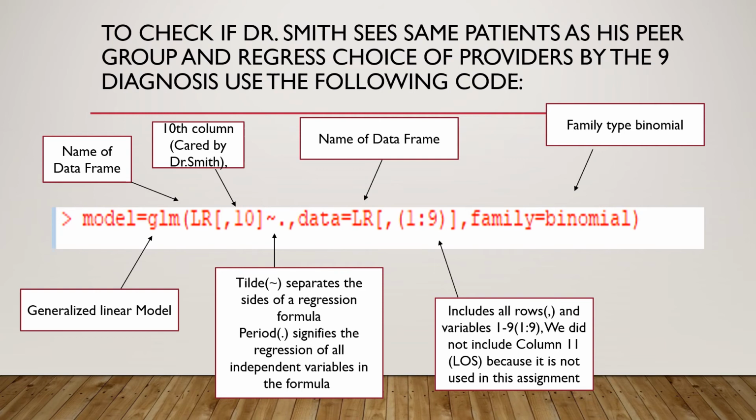We did not include column 11, which is also known as length of stay, because it's not used in this assignment. And so for the different columns being mentioned, you can refer back to the Excel spreadsheet, and the columns should align to what is in the spreadsheet. So as mentioned, column 10 on the Excel spreadsheet represents care by Dr. Smith, and then columns 1 through 9 represent the 9 diagnosis codes. And then column 11 should also represent the length of stay column.